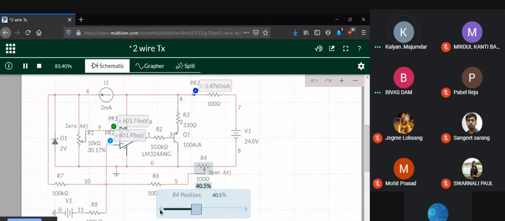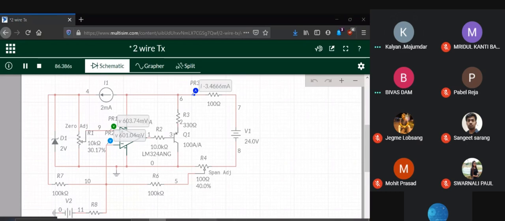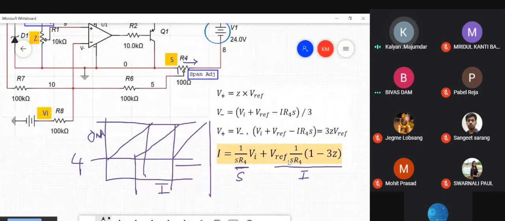Zero volt. Note one thing, the input has not changed, it is 0 millivolt. I have not made any change in the zero adjustment. It was 30.17%, it remains at 30.17%. But what I've done is I've altered the span. It was previously 50%, now it has been changed to 40%. That has affected the current. That is because of this particular term.